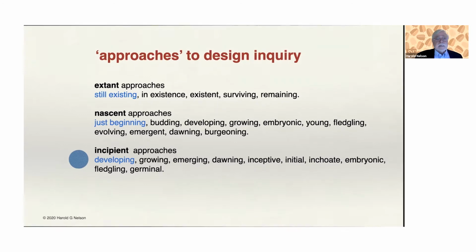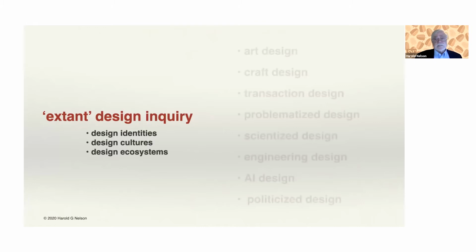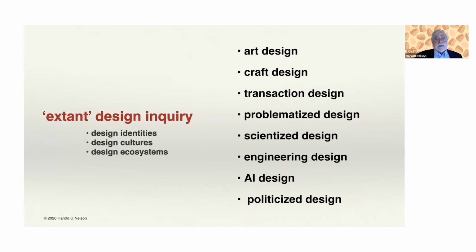But I wanted to be sure and look quickly at the other two, the extant inquiries, which form design identities, design cultures, design ecosystems that we find nowadays. So you'll see that there are schools for each one of these that we can find. We can find professional organizations. We can find positions in organizations that are defined in each one of these types of categories. And they've been quite successful. Some of them have been around for literally centuries, and some are just sort of taking a firm foothold now.